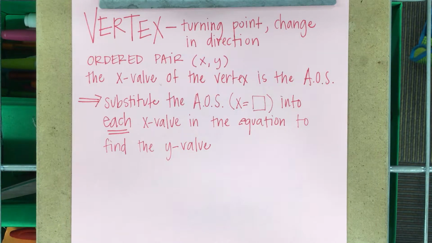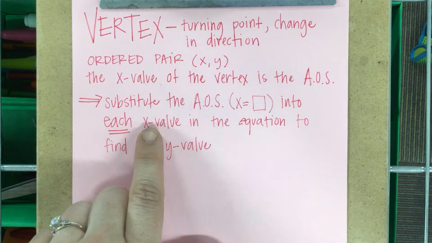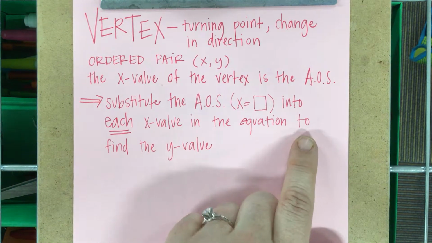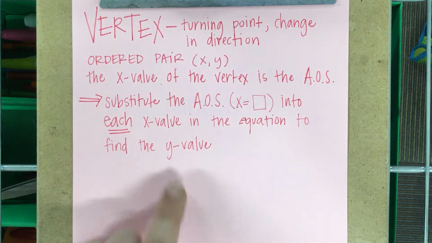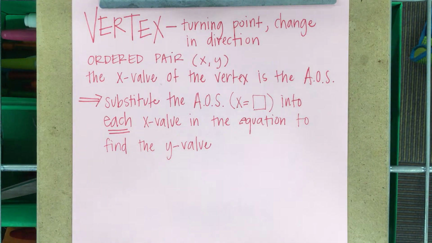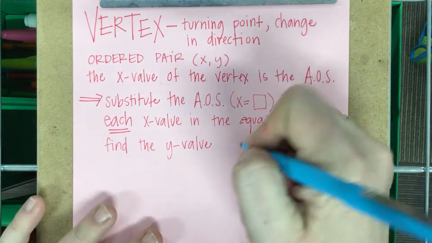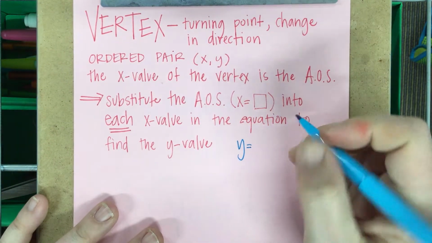You can find the axis of symmetry. And then once you find the axis of symmetry, you use that value, because it's an x equals value, and you put it into each x value in the equation to find your y value. So let's do that. We had the equation y equals what?